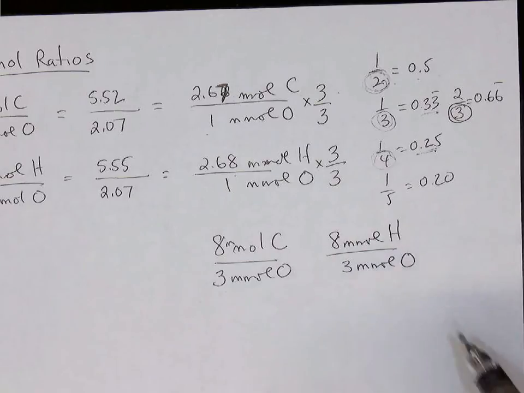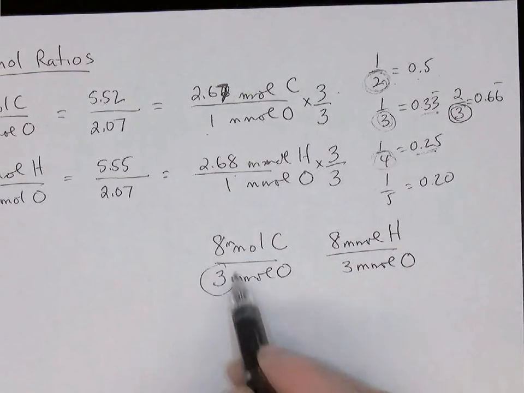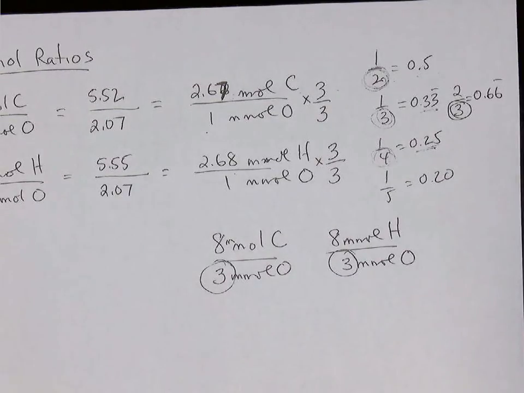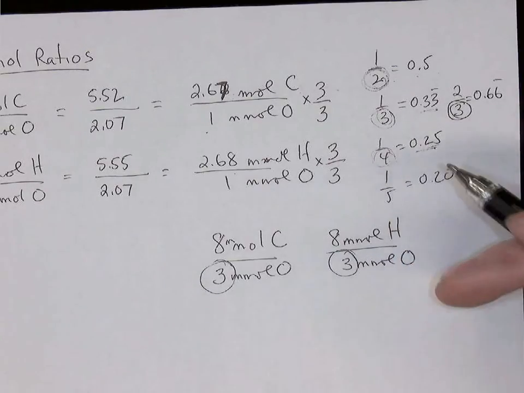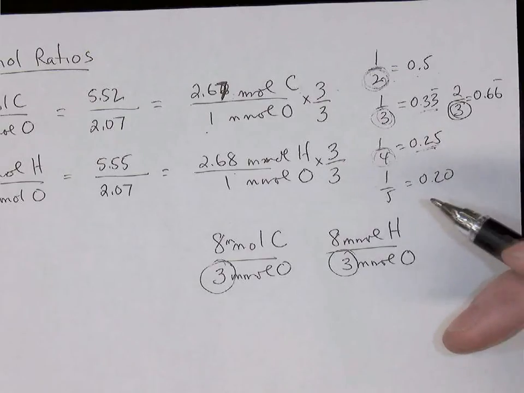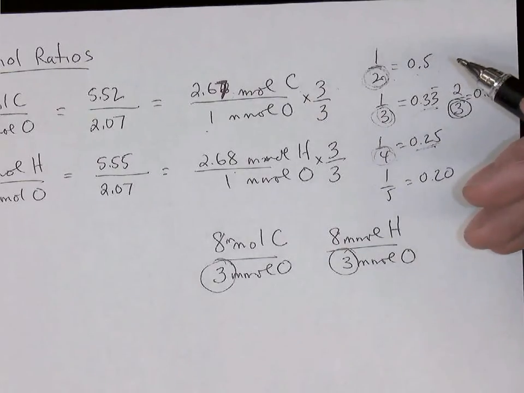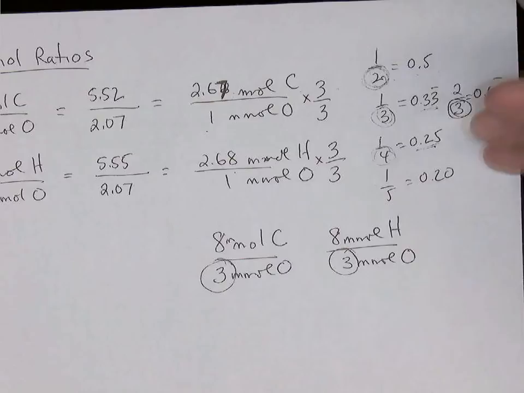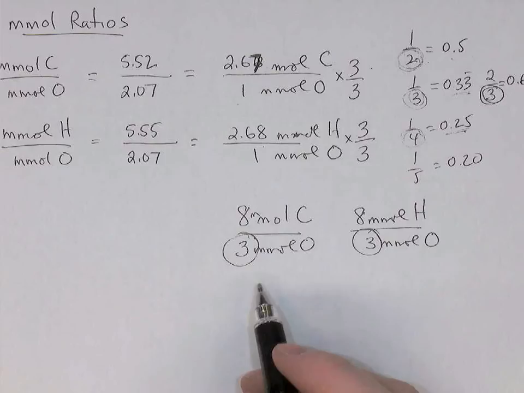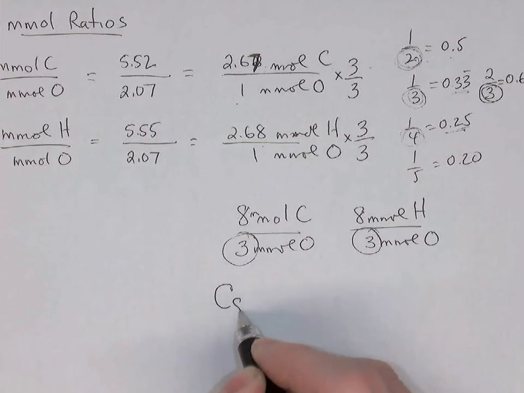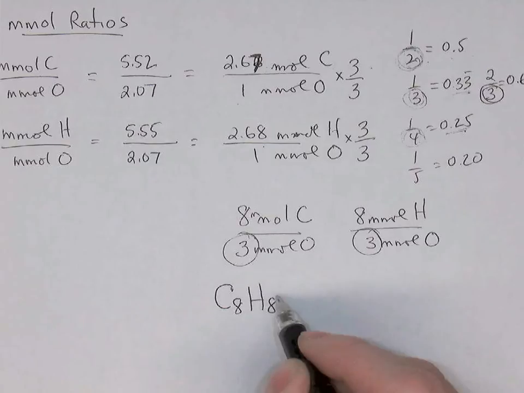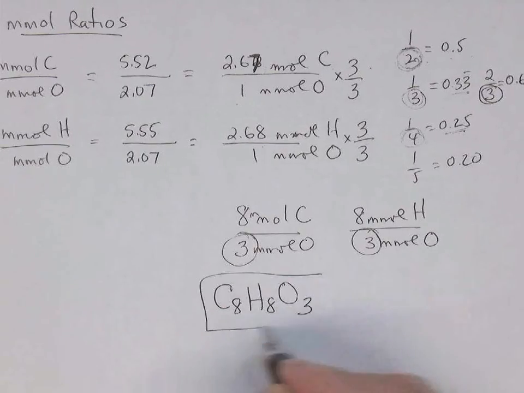Now notice these two fractions have the same denominator, 3, and that's critical. If they didn't at this point, I'd have to make them the same. So if one of them was over 3 and the other one was over 2, then I'd have to make them both over 6, right? If one of them was over 4 and one was over 2, then I'd have to make them both over 4. I'd have to find a common denominator. So now we can say the empirical formula is C8H8O3. There's the empirical formula of vanillin.